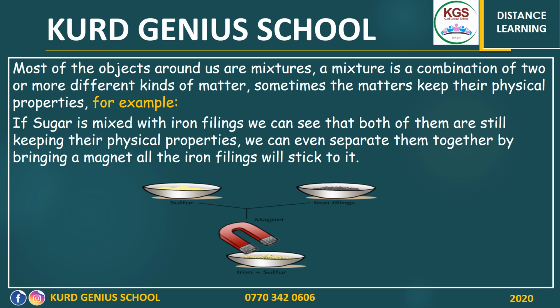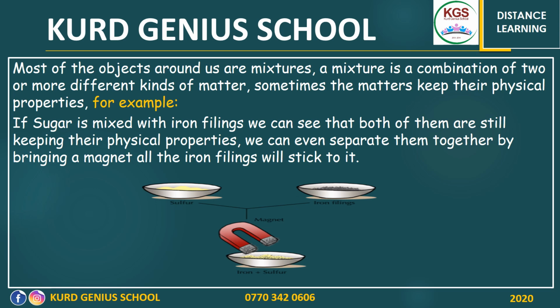But sometimes the mixtures, meaning the matters, keep their physical properties. How? I'm going to give you an example here. Imagine that in the picture, instead of sulfur, it's written sugar. If I mix sugar with iron filings, which are small pieces of iron, imagine I bring a big piece of iron and break it down into very, very small pieces. Then I mix those small pieces of iron with sugar. How can I be sure that the iron didn't lose its physical property?